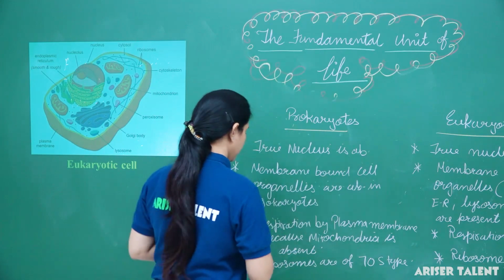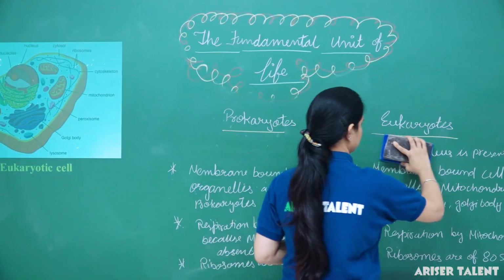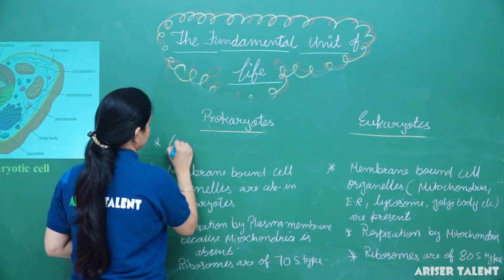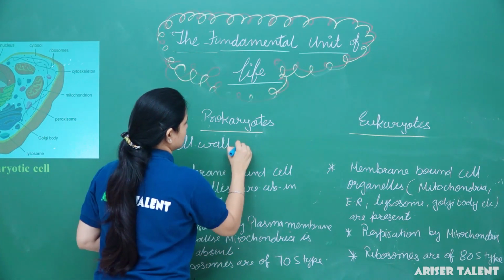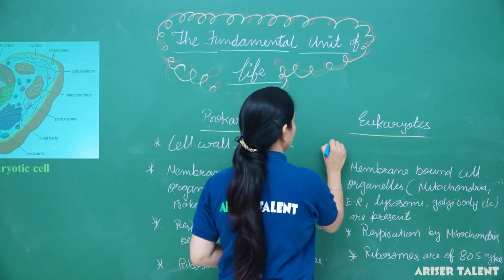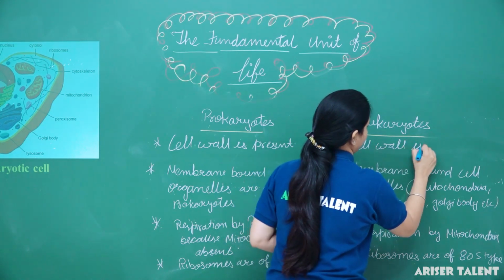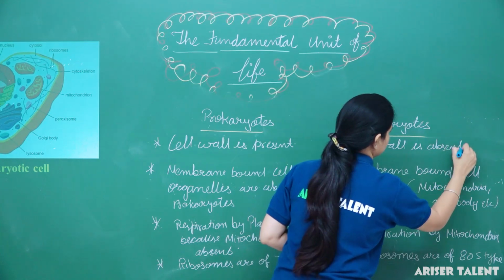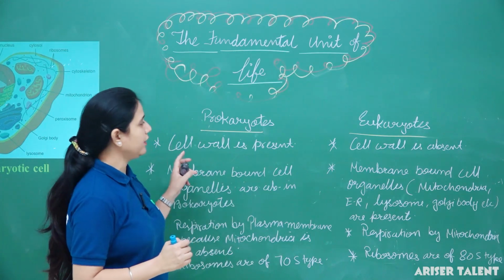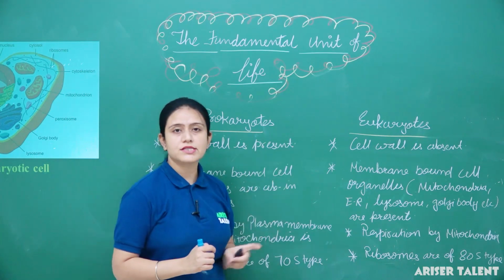Okay, so next difference is in prokaryotes cell wall is present. Okay, and eukaryotic cells generally cell wall is absent. Okay, only present in few cases. So, these are the important differences or on the basis of their characteristics between prokaryotes and eukaryotes.